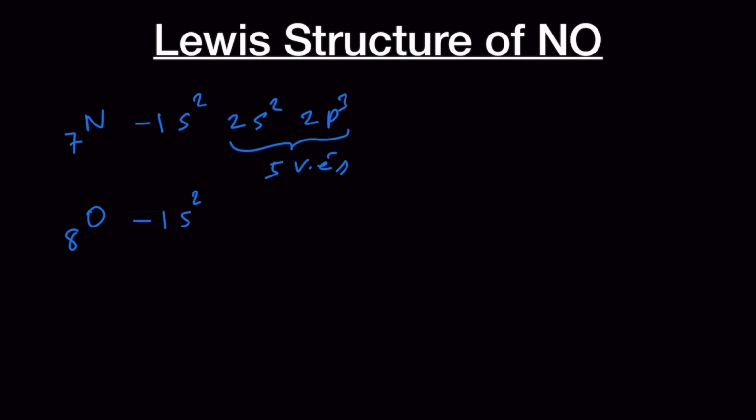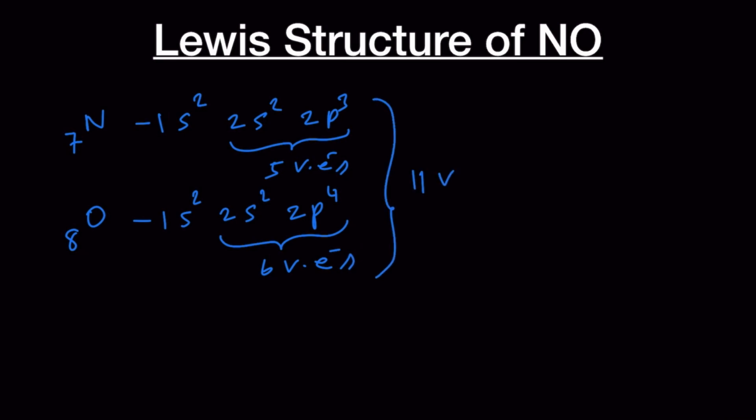Atomic number of oxygen is 8. Therefore, the electronic configuration is 1s2, 2s2, 2p4. Here we have 6 valence electrons. Altogether, we have 11 valence electrons. We have odd number of valence electrons, and therefore this molecule is not going to obey the octet configuration.